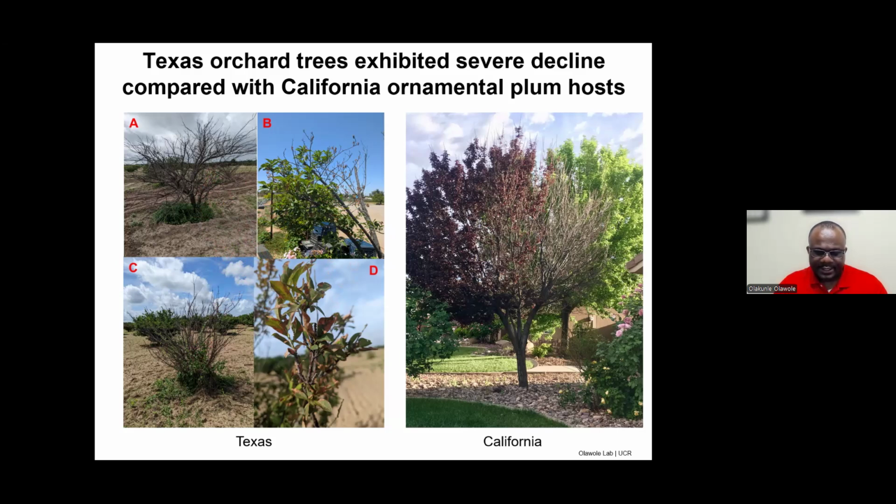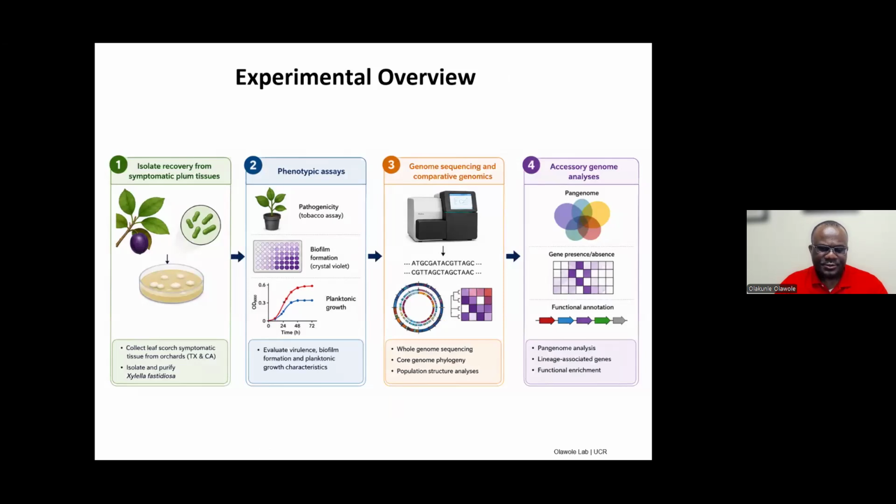So agricultural and ornamental hosts likely experience different selection pressure, and these contrasting systems provide a natural experiment for studying diversification. Okay, so to address some of the questions as to what is probably driving the differences we've seen between agricultural versus ornamental plums, we combined phenotypic assays with comparative genomics.